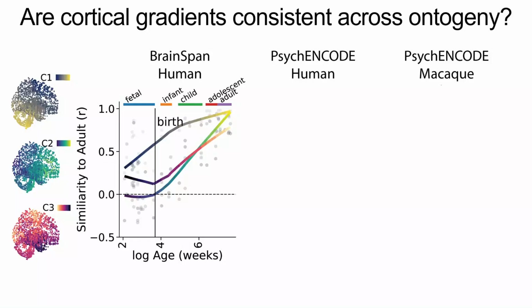Again, each dot is an individual. X-axis this time is log age from prenatal all the way to adulthood, and y-axis is similarity to the discovery data set, which is adulthood. So it's similarity to the adult gradients.